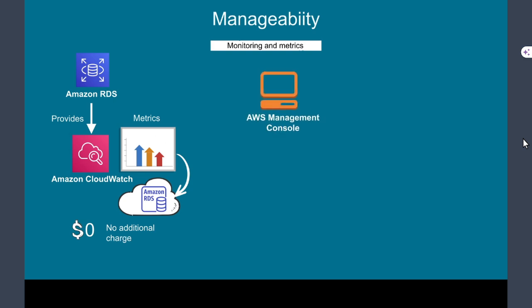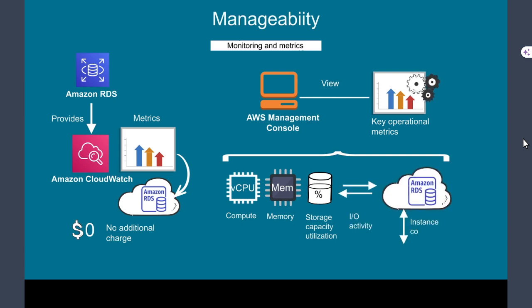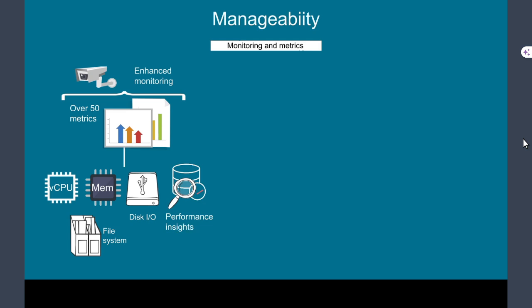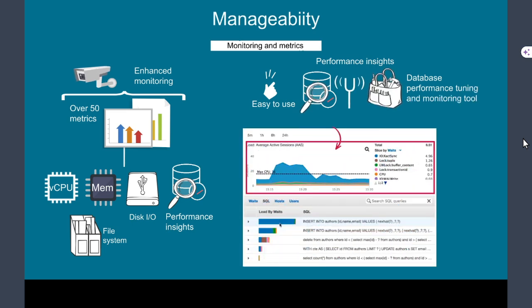You can use the RDS Management Console to view key operational metrics, including compute, memory, storage capacity utilization, I/O activity, and instance connections. Amazon RDS also provides enhanced monitoring, which provides access to over 50 metrics, including CPU, memory, file system, and disk I/O metrics, as well as Performance Insights. Performance Insights is an easy-to-use database performance tuning and monitoring tool that helps you quickly access the load on your database and detect performance problems.